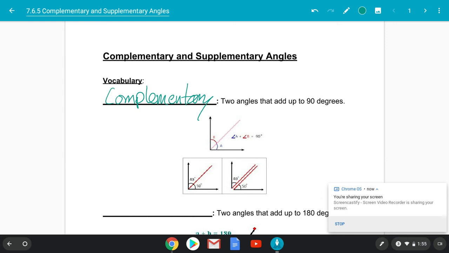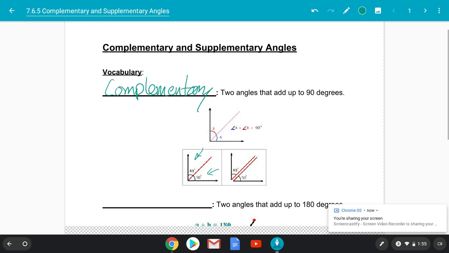So if I have angles of 40 and 50, those would be considered complementary because of the fact that 40 plus 50 equals 90 degrees. Here we see in this picture that we can have the angle of 40 degrees and an angle of 50 degrees that, if they were to separate or be together, we can add those two up to 90 degrees.